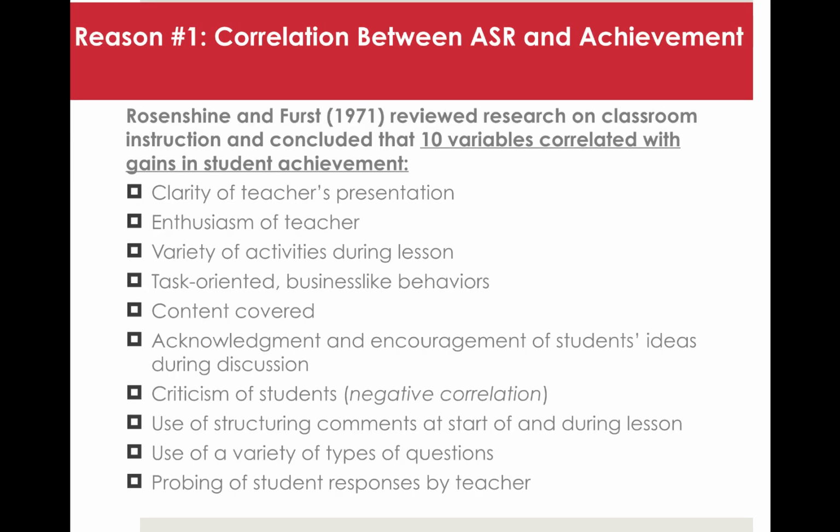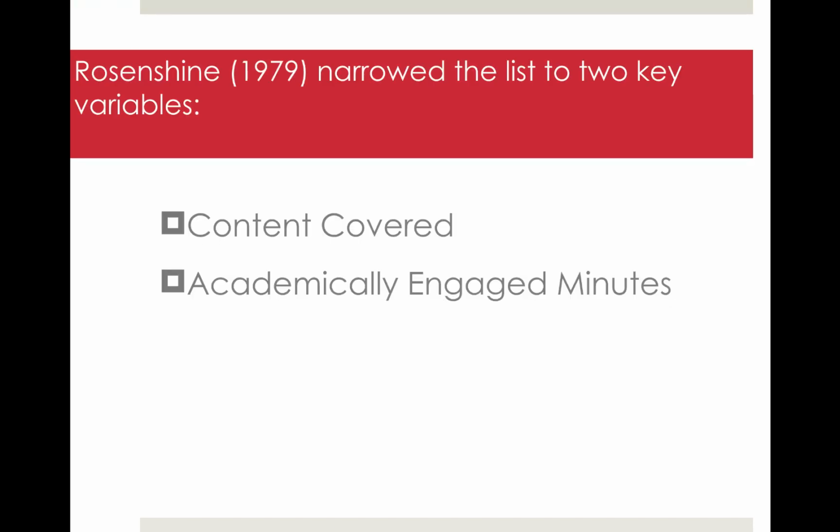So for the first reason, the correlation between ASR and achievement, research was done a very, very long time ago. Rosenshine and First wanted to determine what are the variables that tell us that students will be successful. So looking at multiple classrooms, where were students the most successful? What were the daily practices of that teacher? And so these are all of the 10 variables that they found to make sure students were high achievers. So yes, you want to do all 10 of these things.